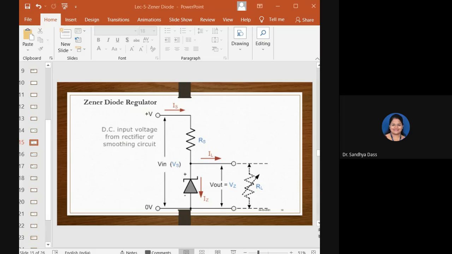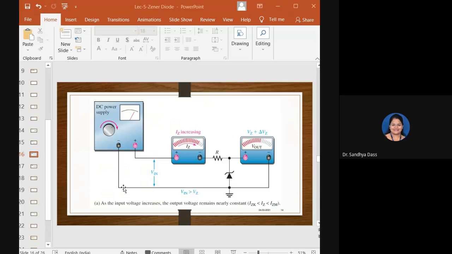Yes, ma'am. Okay. So VZ is the voltage at which the Zener diode reaches Zener breakdown, isn't it? So the applied voltage should always be greater than this VZ in order to make the Zener diode conduct. That point should be clearly noted. Now let us see how this voltage regulation actually happens. The points I explained are illustrated in this figure.